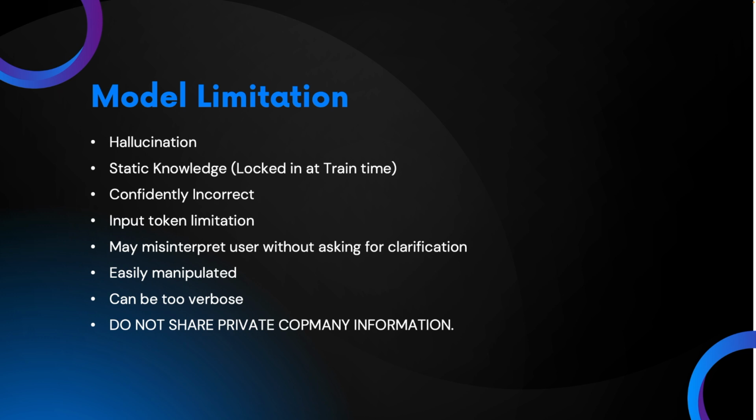The model can be easily manipulated, and sometimes it can be too verbose, like we saw. So if I ask it a simple question like, tell me about the difference between iOS and Android, it can write about 700 or 800 words before stopping.